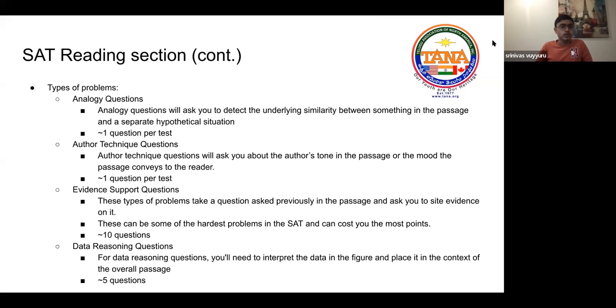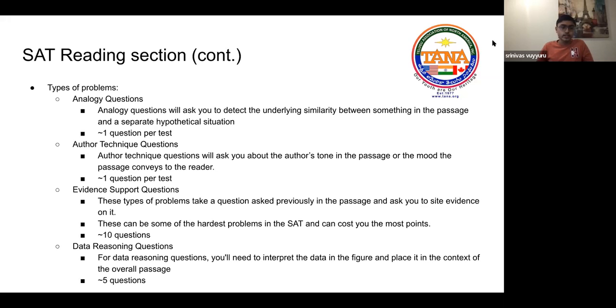You have evidence support questions, and these types of questions ask you to provide evidence for a question that was previously asked in the passage. And these can cost you the most points, as if you get the first question wrong, then you will most likely get the evidence support question wrong as well, simply because you're trying to find evidence for something that's wrong. There's usually around 10 questions of this type in the SAT reading section. So this is a very important question type.